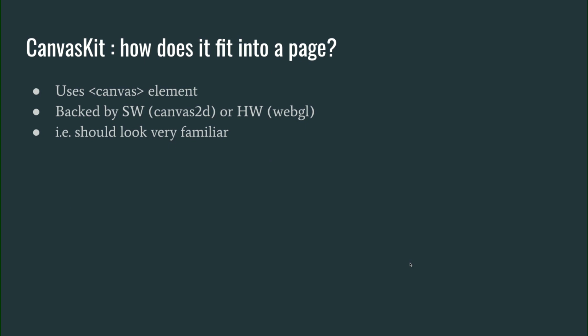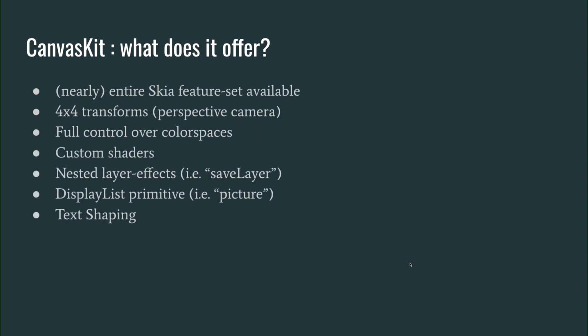CanvasKit fits into a page just like any other Canvas element. In fact, the library sits on top of some Canvas element that you create in your website. We created CanvasKit to present a lot of the additional graphics features that are not found in Canvas 2D: 4x4 transforms for perspective, full control over color spaces, custom shaders that you write, layer effects, etc., and a full text shaper.